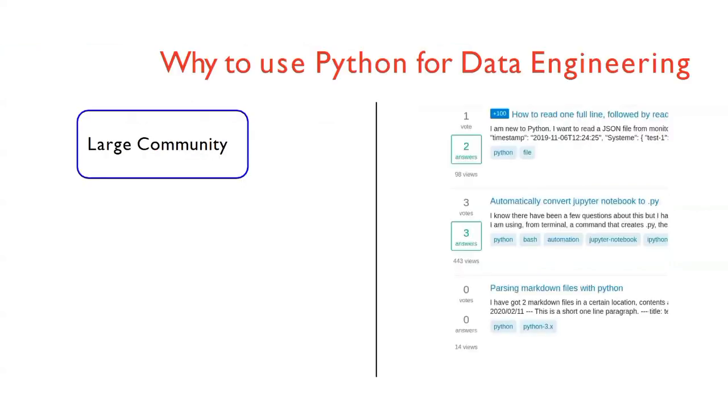Now, if you see here, I will go and ask one question. How do you read one line followed by another statement? You'll get the answer. Automatically convert a Jupyter notebook to a Python file. I asked a question. I have three answers. I ask some question and automatically I get the answer. Now, this is what I said. Community will help you to figure out what the answer is. You need not break your head. This community will help you, right? So that is the first use case for which I will be using Python for data engineering.